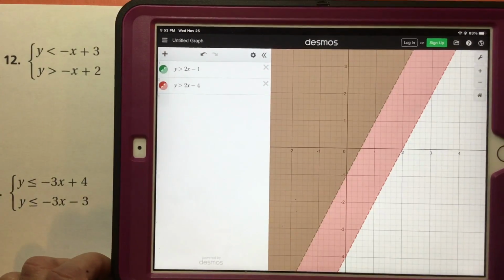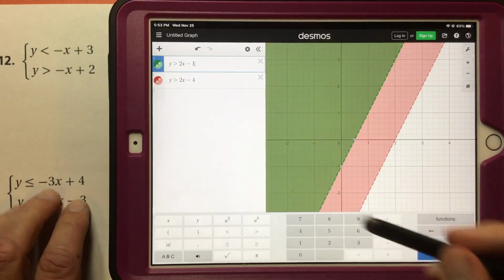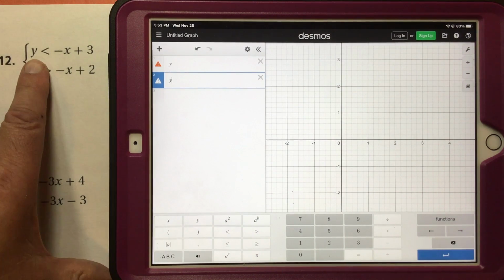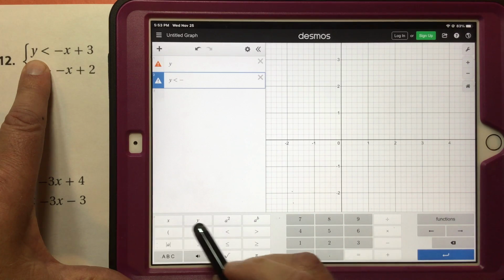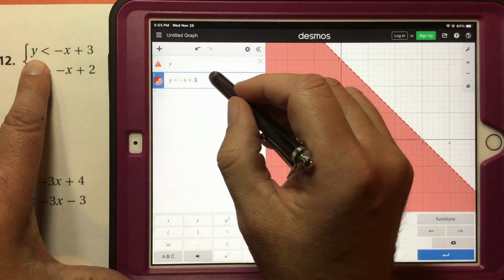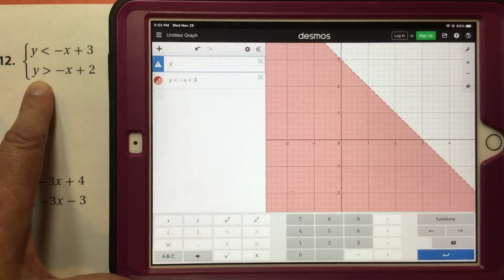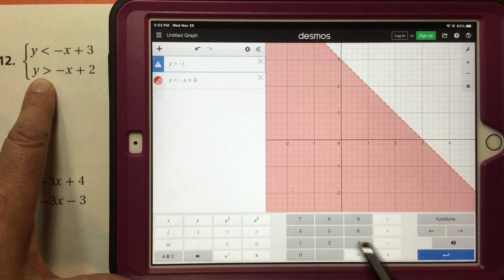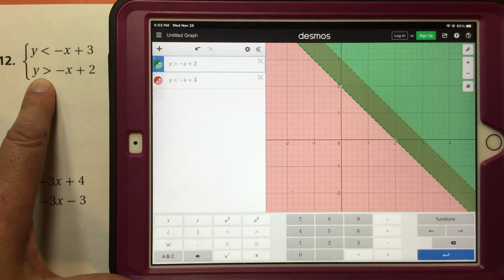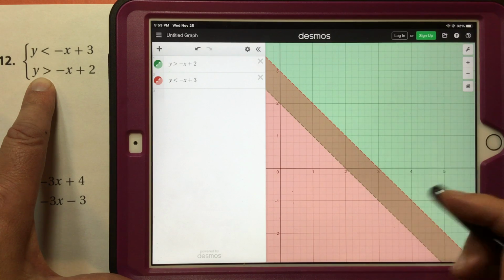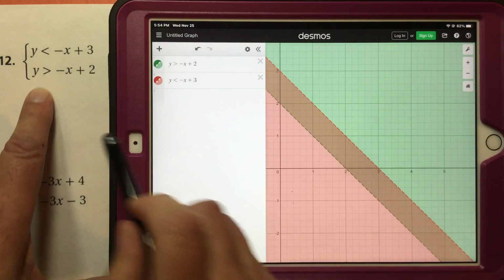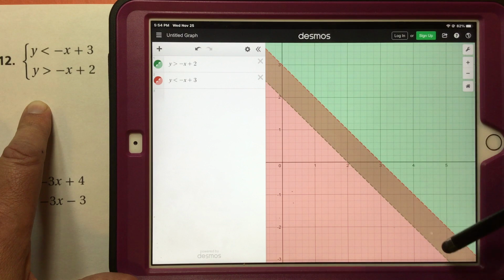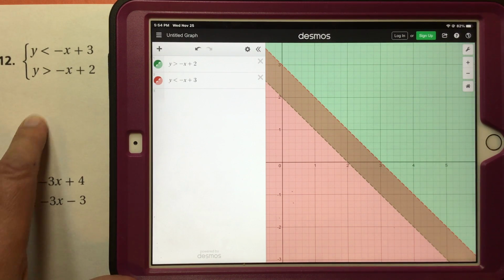Trying to get everything in the camera. Back it up a little bit here. Y is less than negative x plus 3. Nope, sorry, I switched them around. Doesn't matter, it'll be okay. Y is greater than negative x plus 2. So again, I have two boundary lines that are parallel. Both of them are dashed because I don't have or equals for either of them. And this area in the middle where it's overlapping green and red, that's the solution.